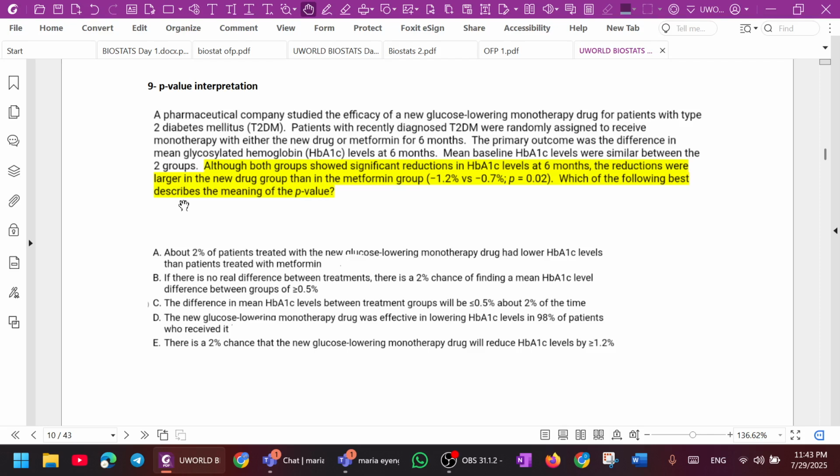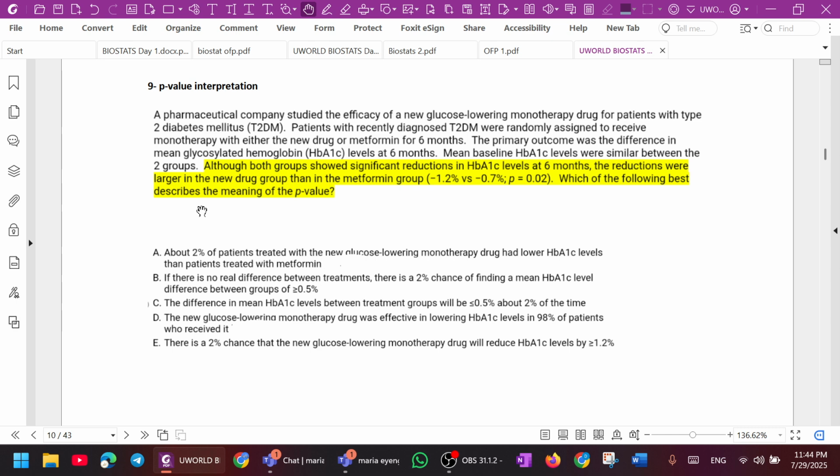Which of the following best describes the meaning of the p-value? They are asking for the meaning of the p-value. The p-value is 0.02, statistically significant. They're asking you for the definition of a p-value.